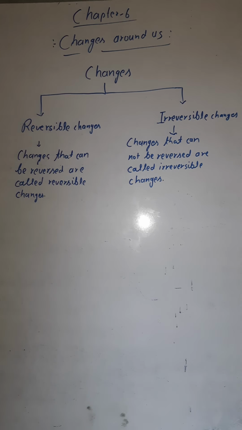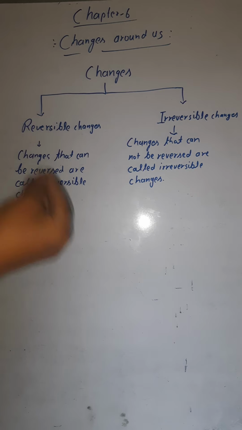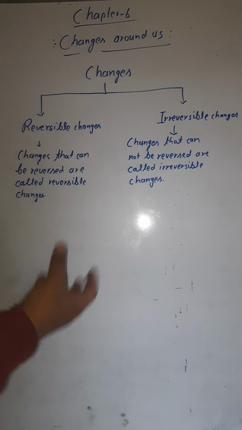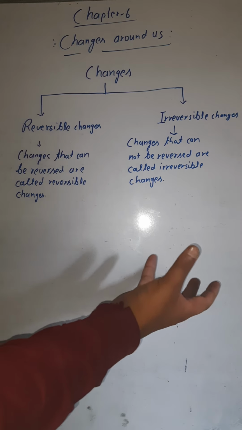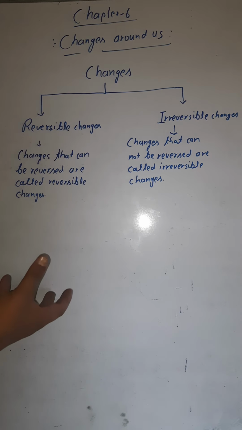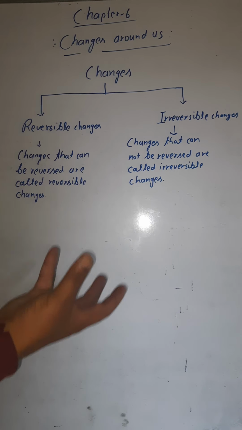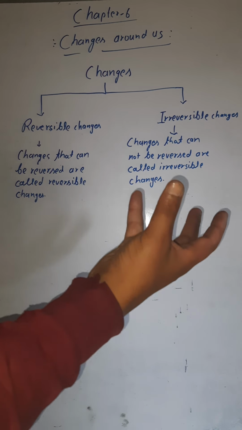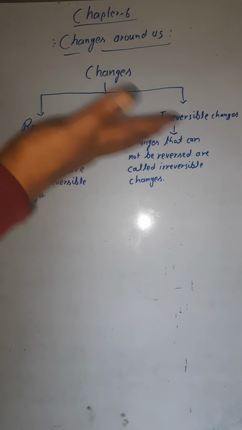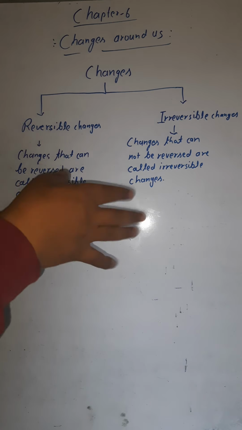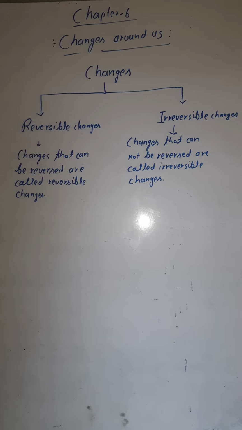Now suppose you have a fruit that is ripened. The ripened fruit cannot be brought back into the unripened one. So this is again an example of irreversible changes.